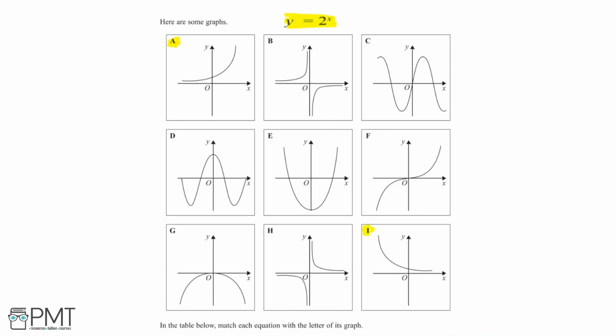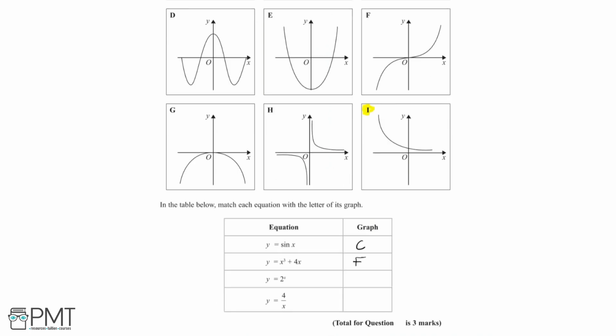Now we're left with graph A, which we can confirm is a positive exponential graph, because as each value of y increases, so does each value of x. And so we can now say that graph A represents y equals 2 to the power of x. And we can write this down in our table below.